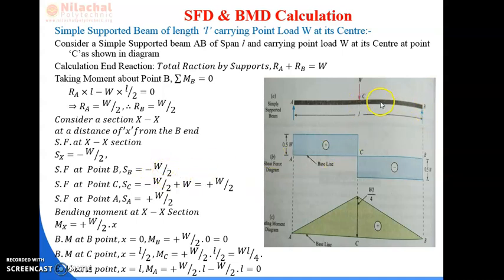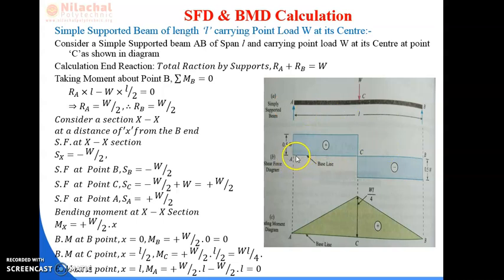From B to C it will be constant at minus W by 2. While calculating the shear force at point C, plus W will be added and we get plus W by 2. So at point C, the shear force suddenly changes from minus W by 2 to plus W by 2. At point A it will be Rb plus W, that is minus W by 2 plus W, equal to plus W by 2. In this way we get the shear force at points B, C and A.